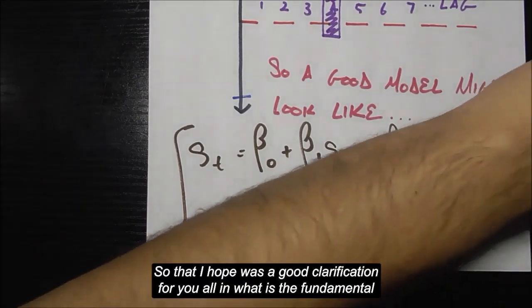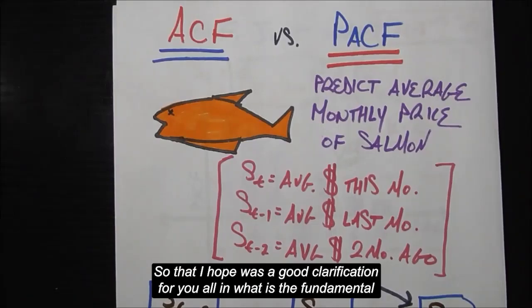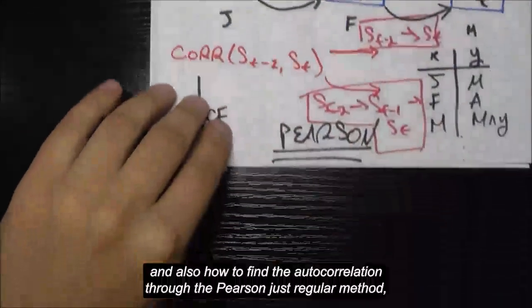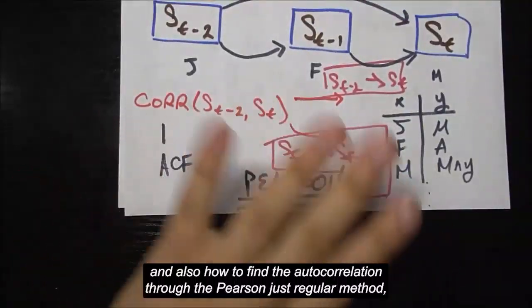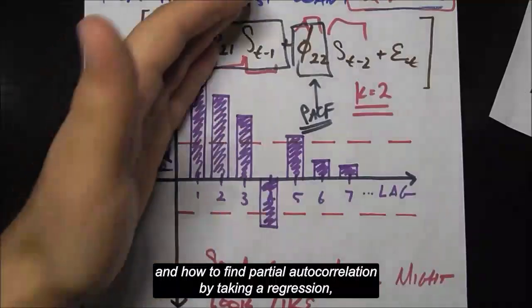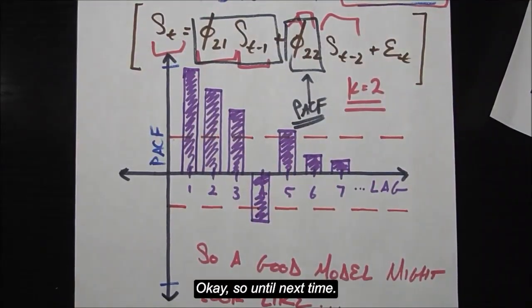Okay? So that, I hope, was a good clarification for you all on the fundamental difference between autocorrelation and partial autocorrelation, and also how to find the autocorrelation through the regular Pearson method, and how to find partial autocorrelation by taking a regression and figuring out the coefficient of that term. Okay, so until next time.